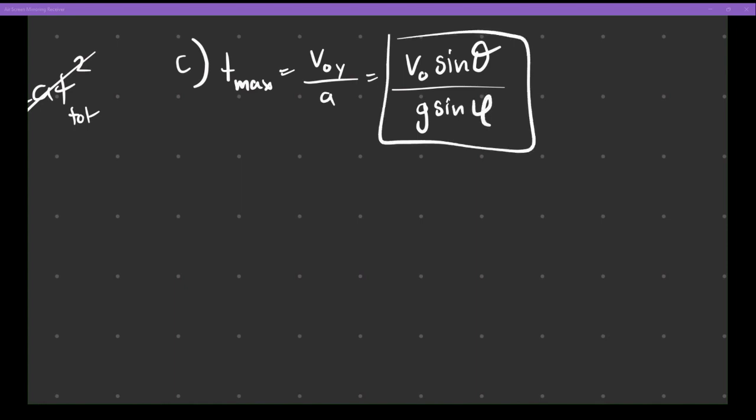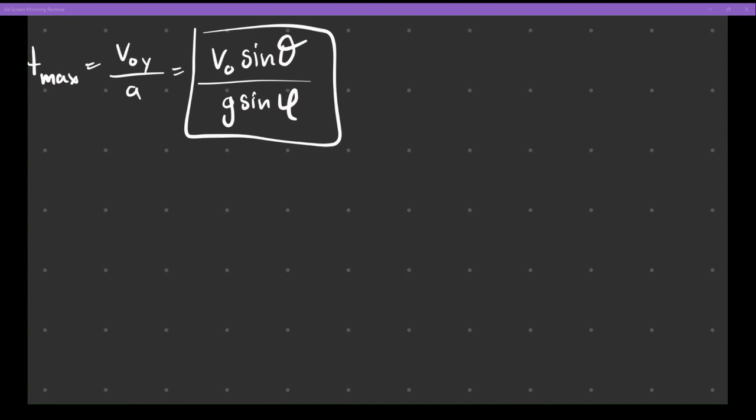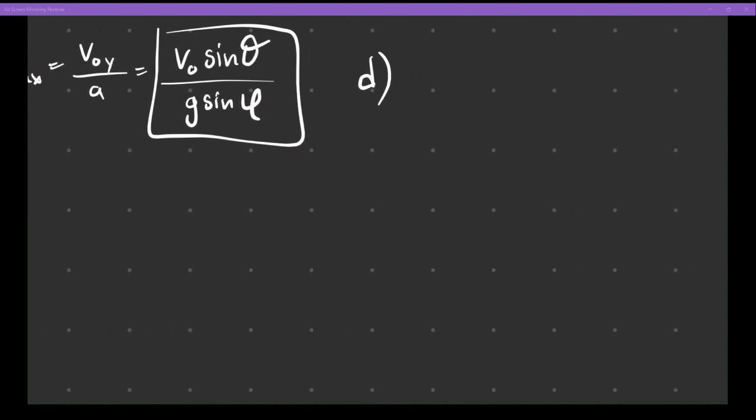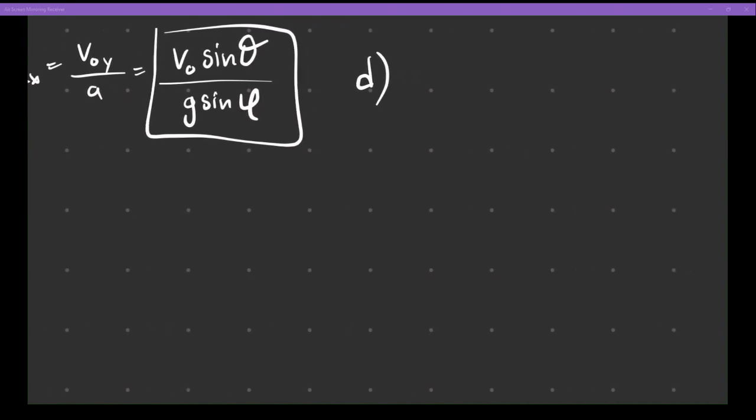That's it. Part D asks for the time it takes to reach the target, so the whole time in terms of delta t. However, if delta t is the max, then it would just be 2 times that. So 2 times delta t max for t total.